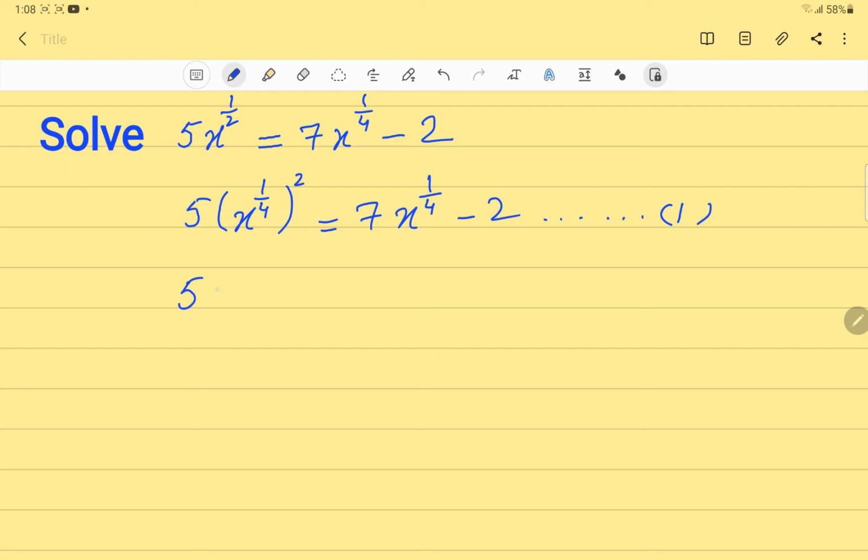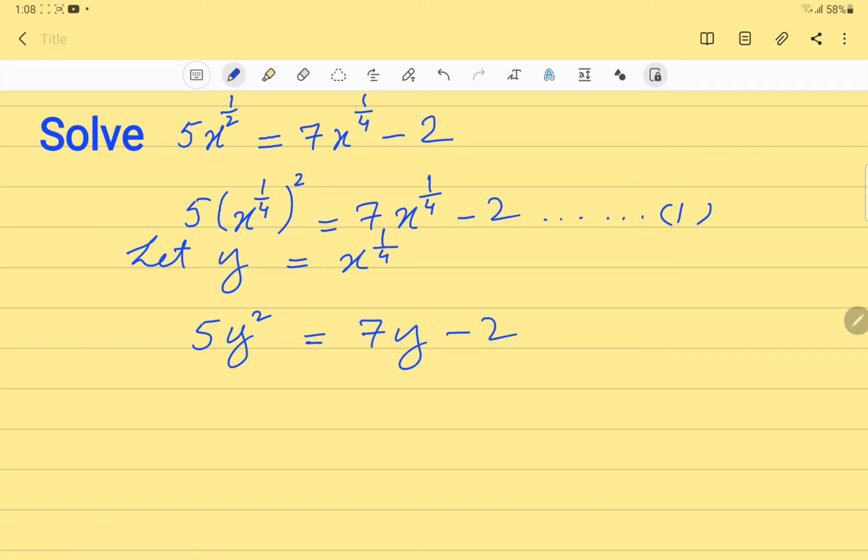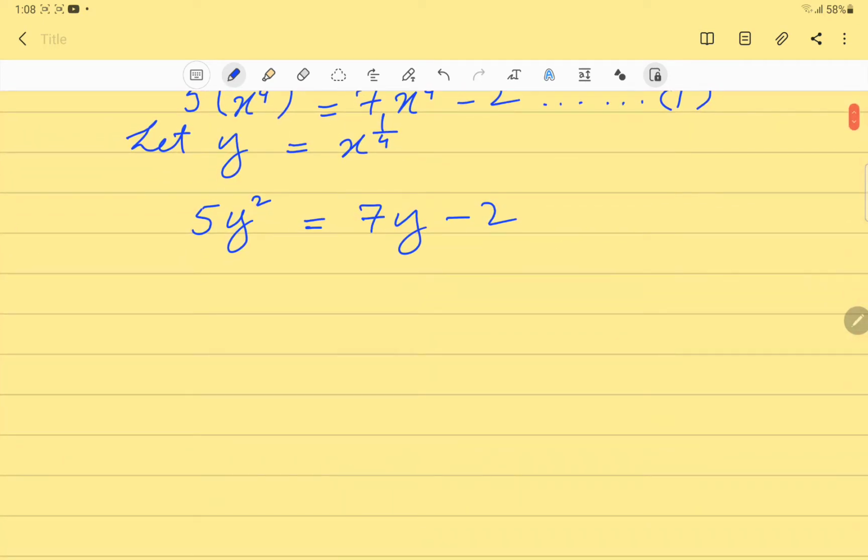we are assuming y is equal to x raised to power 1 over 4. So the equation will become 5y squared is equal to 7y minus 2. We will shift all the terms on one side of the equation. So the equation will become 5y squared minus 7y plus 2.